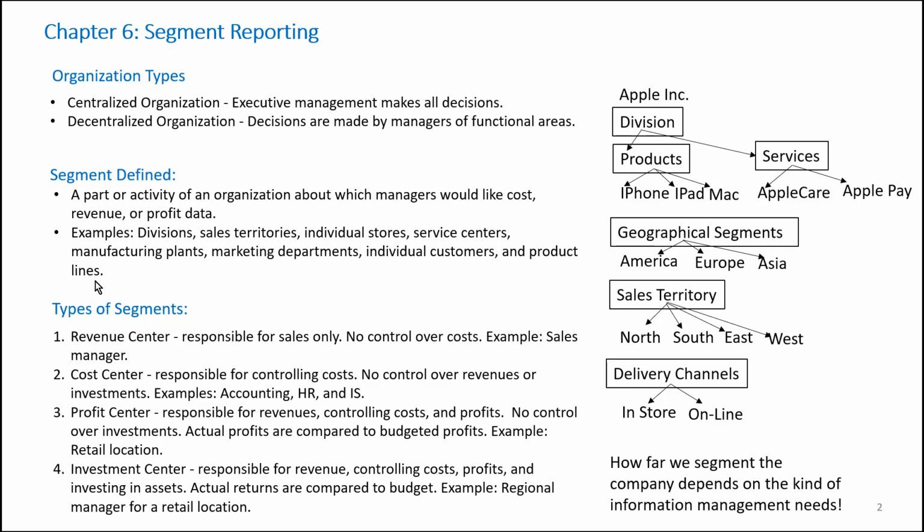On this slide, I give you an example of the segments that would work for Apple. Apple could have divisions, and the divisions could be broken down into product segments or service segments. The product segments could be broken down further into iPhone, iPad, and Mac. The services could be broken down into Apple Care or Apple Pay. These are all segments. Geographically, they could be broken down into America, Europe, Asia.